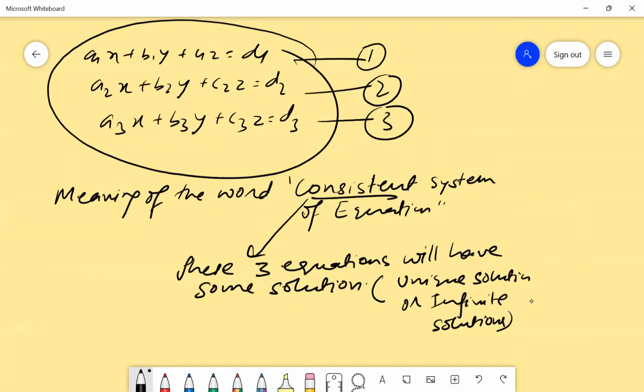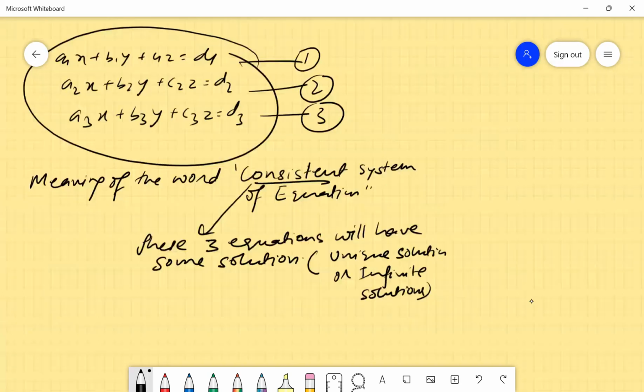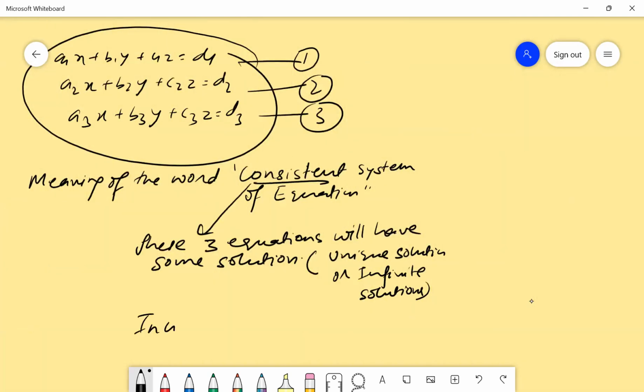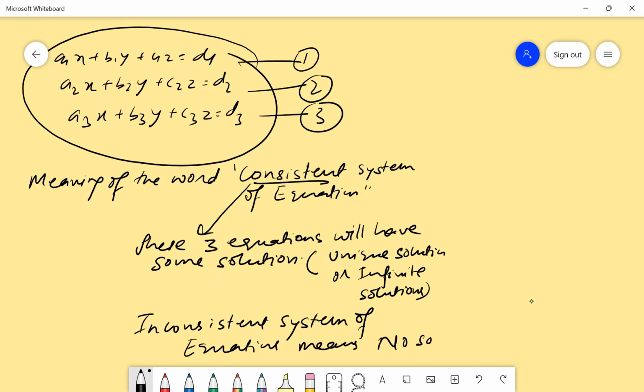What is the meaning of an inconsistent system of equations? Inconsistent means no solution to these system of equations.